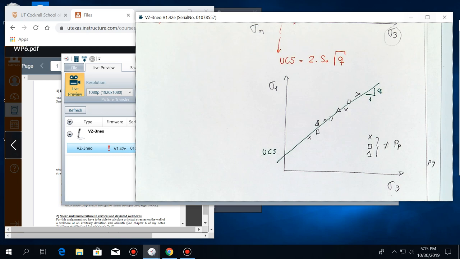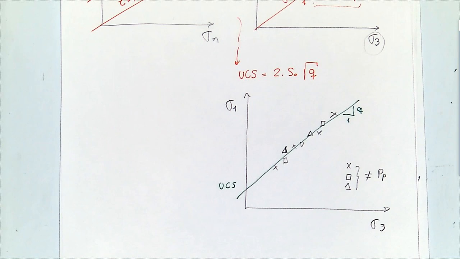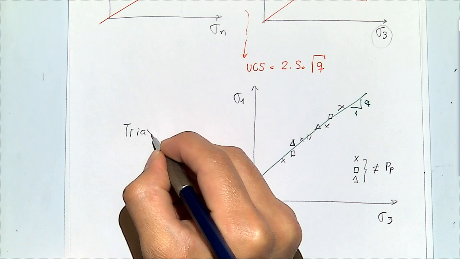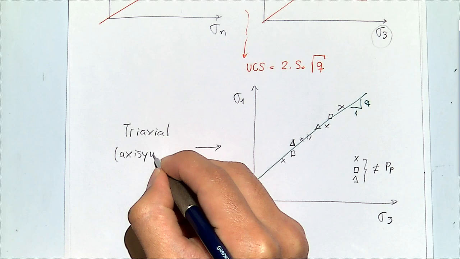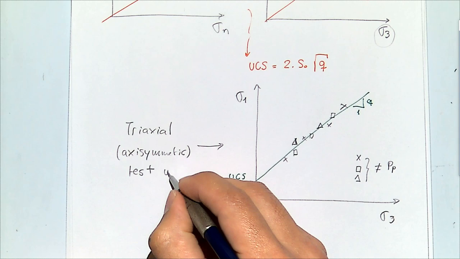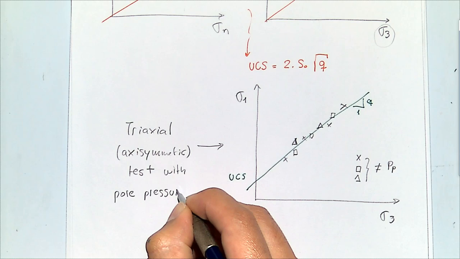All right, that data set was done with a triaxial test. And it's actually a triaxial axisymmetric test with pore pressure. Let's see what that is.